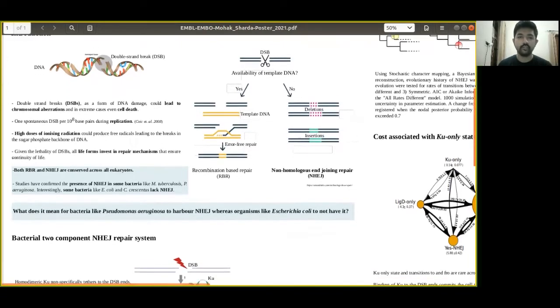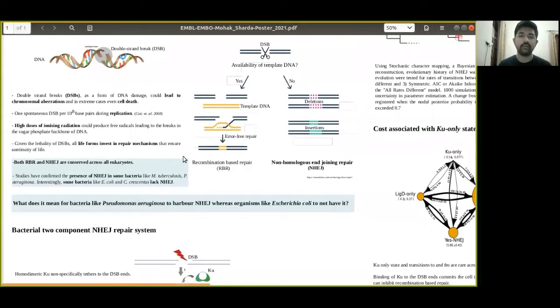Now, in terms of their conservation, what we know is that both these repair pathways are well conserved across all eukaryotic genomes. But surprisingly, a few studies done in the past 2 decades have suggested, based on few genomes, that NHEJ might not be as evolutionarily conserved as recombination-based repair in prokaryotes. This was really fascinating for us, and we set out to ask a very simple question: what does it mean for bacteria like Pseudomonas aeruginosa to harbor NHEJ, whereas organisms like Escherichia coli do not have it?